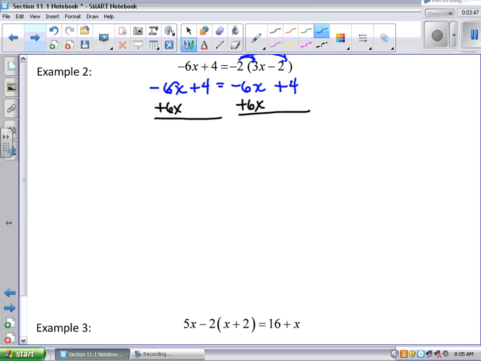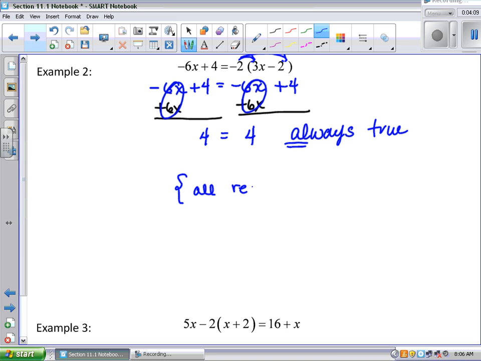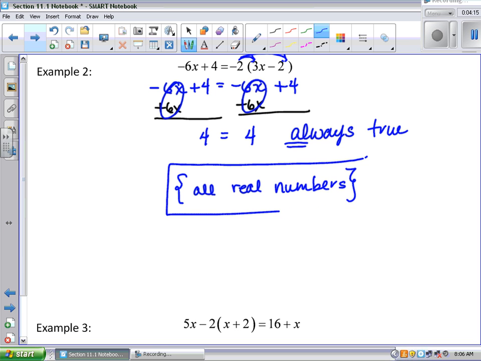Negative 6x plus 6x is 0, leaving us with 4 on the left. Negative 6x plus 6x is 0, so we have just 4 on the right. 4 equals 4, that is always true. So the answer to an equation that's always true is the set of all real numbers. And we write it in these fancy set brackets to represent that it is a set of numbers.